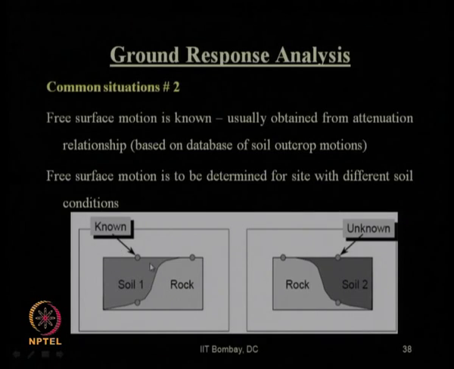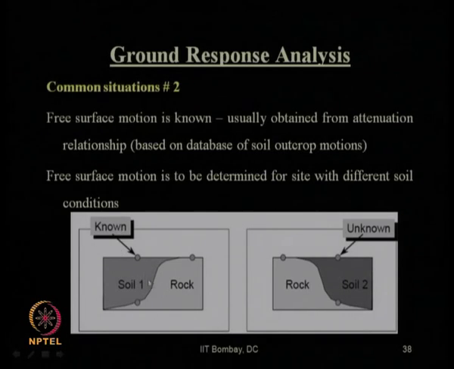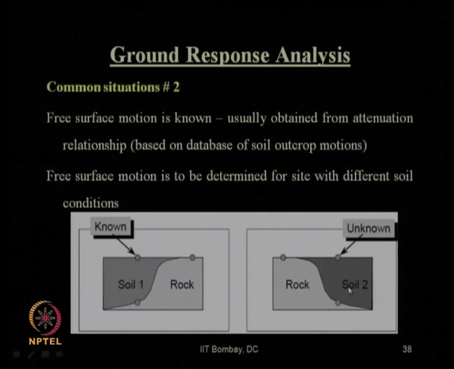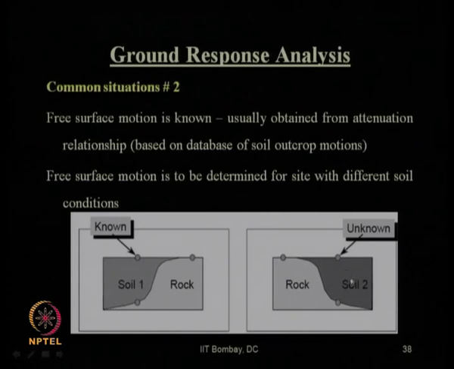Let us say the problem in this case is that at one soil site it is known, we do not know the rock outcropping motion, we do not know the bedrock motion, and there is another soil site number 2 in close vicinity, a nearby distance within a few kilometers even, but the value of soil outcrop motion or the free surface motion is unknown. So, for that site we need to obtain it.